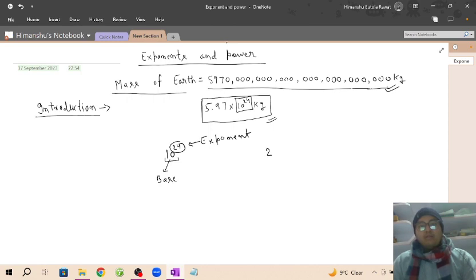Suppose there are so many examples. If we write 2 raised to the power 5, it means 2 into 2, 5 times. You know this from before, but in this chapter we will discuss more about how exponents work and what the rules and formulas for exponents are. So let's start with the topic, that is power with negative exponent.